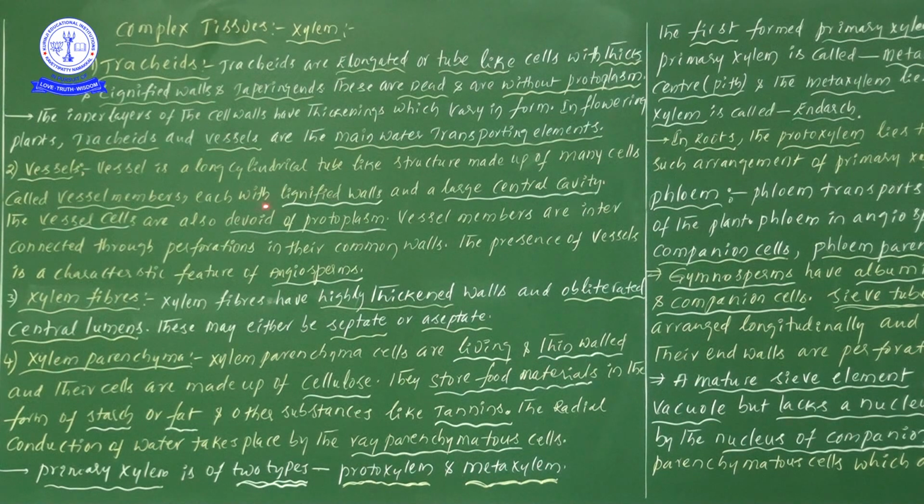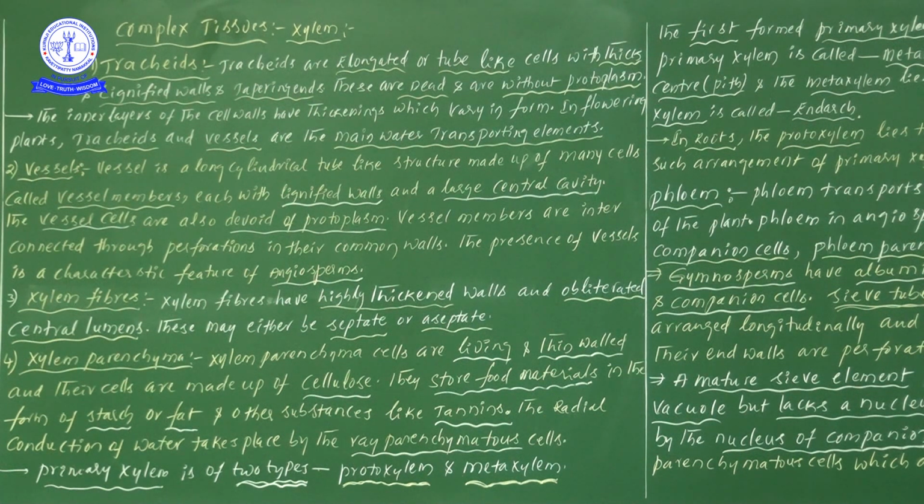Next one, each with lignified walls. Definitely each vessel member has lignified walls. Why lignified walls? Because those cells are dead, that is what we have learned. Next one, with a large central cavity. Which one is absent? Protoplasm is absent, so empty space will be there, and thereby we can find a large central cavity. Don't forget, the presence of a large central cavity is the most important point to remember for the vessel members.